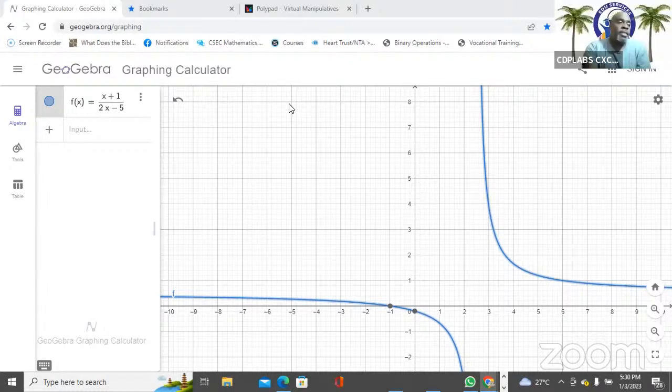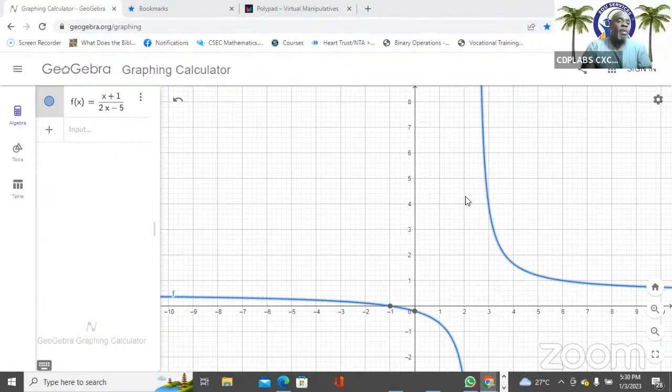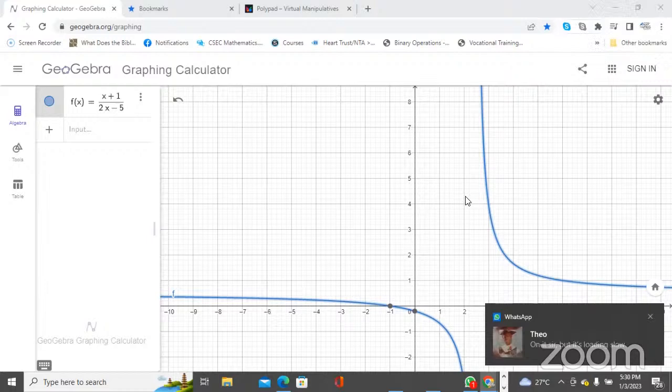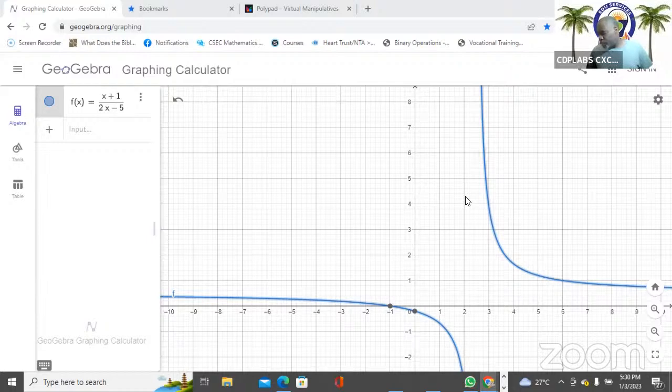Now for the next one, all of the graphs will have the same orientation because they're the same type of functions. Good? Okay. Make sense? Good.